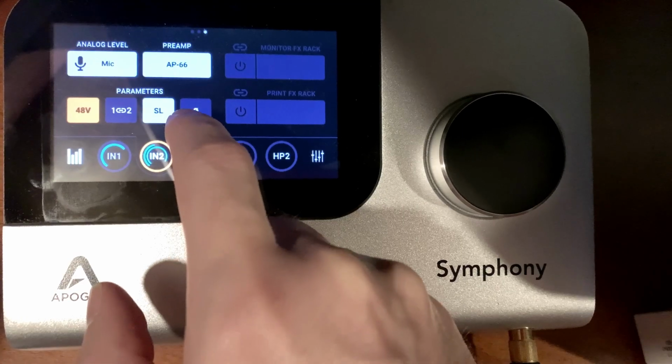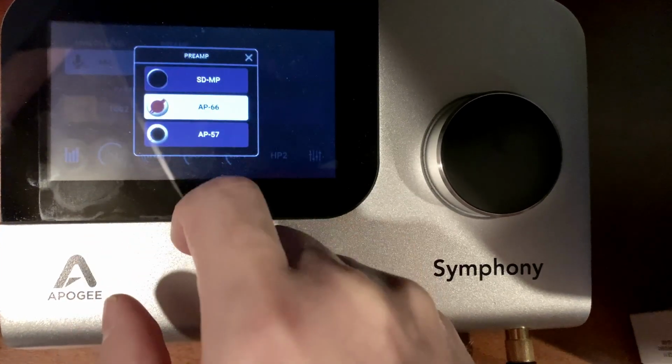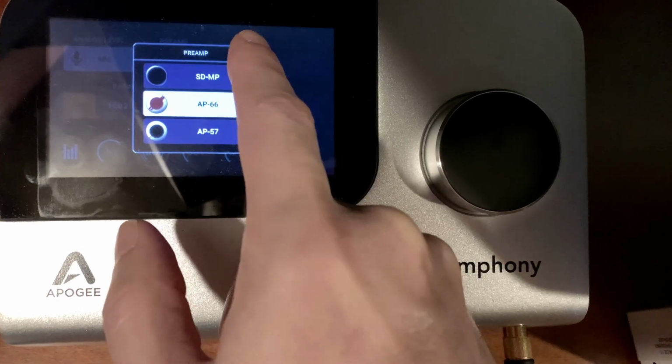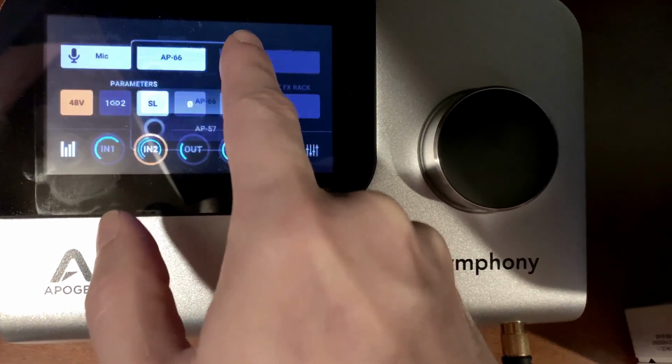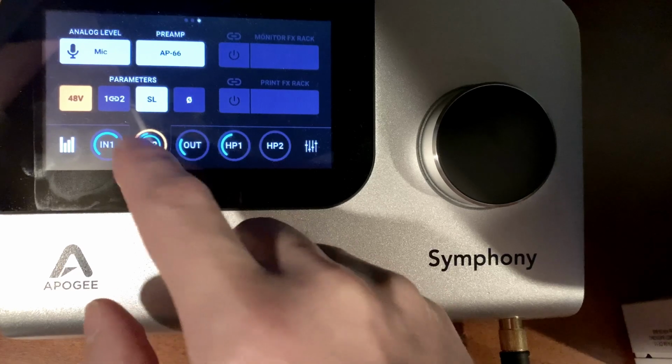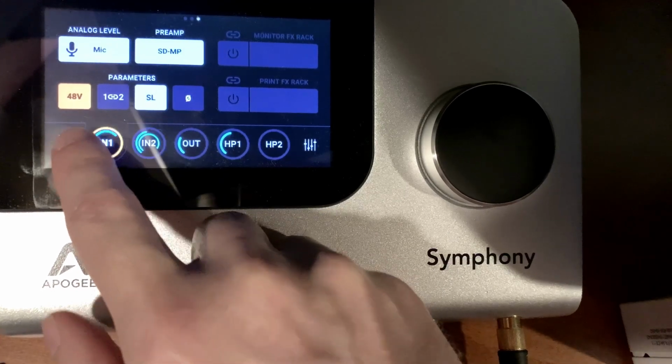So some of you guys have been asking about the various preamp emulations in the Symphony desktop. The Symphony desktop does two different preamp emulations in addition to the stock, very excellent Apogee Symphony class preamp that's in the device and is the default. There's a standard or classic FET based on, I guess, the Neve system, and then there's a tube amplifier. Today I'm going to demonstrate the Neve, the AP-66 is what Apogee calls it, with a quick spoken word passage.